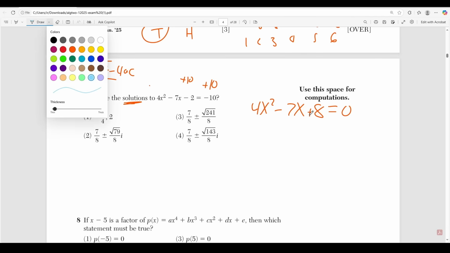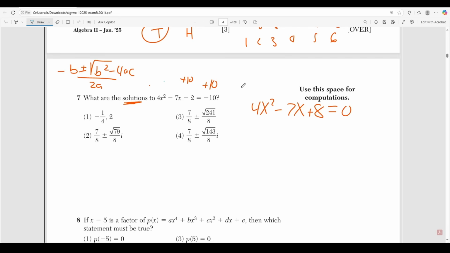Right, so let's go ahead and plug in values. So your a is going to be the first term. Your b is going to be the second term, including its sign, so negative 7. So a is equal to 4, b is equal to negative 7. And finally, your c is the last term, which is 8.